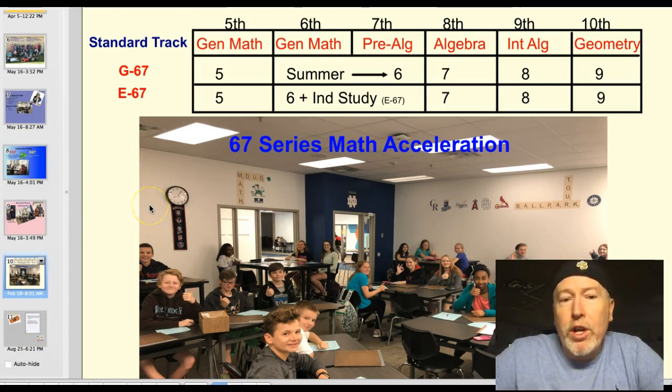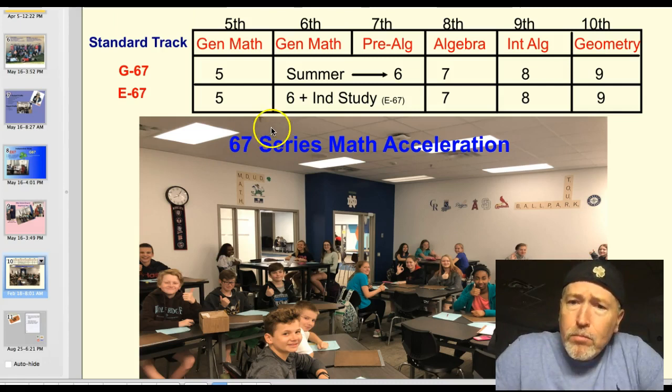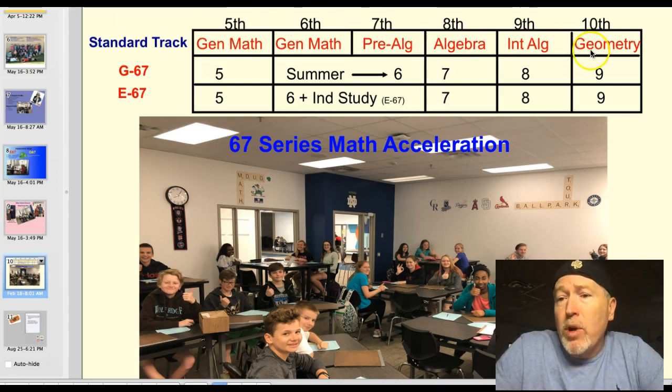What are we trying to work for here? Here's a quick look at what math acceleration would look like. If we do everything right and your child completes tests well and maintains that B+ average, what will happen here is typically a kid who is in 5th grade does general math, 6th grade general math, 7th grade pre-algebra, 8th grade algebra, 9th grade intermediate algebra, and 10th grade geometry.